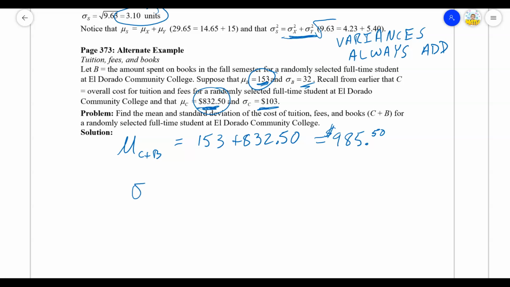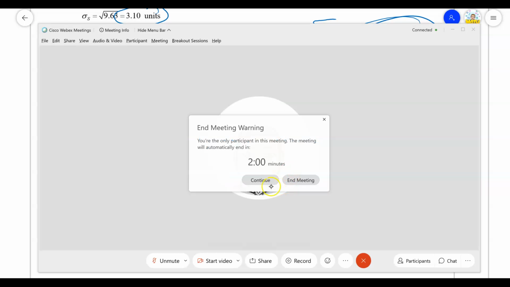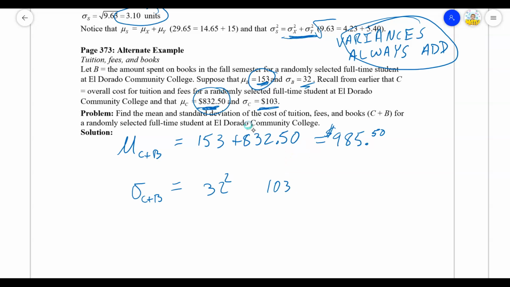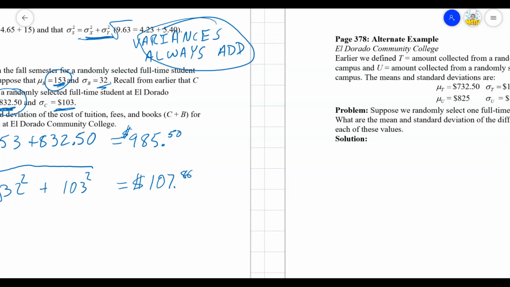Now, the standard deviation for tuition, fees, and books. This is not on your formula sheet. You have to commit this to memory. Remember, we're saying that variances always add. So we take the variance for the books, which is 32 squared. We take the variance for the tuition and fees, which is 103 squared. And we're going to add them together. That's going to be my combined variance. I want standard deviation, and standard deviation is the square root of the variance. So that would be 107.86. Variances always add. We have to commit that rule to memory.